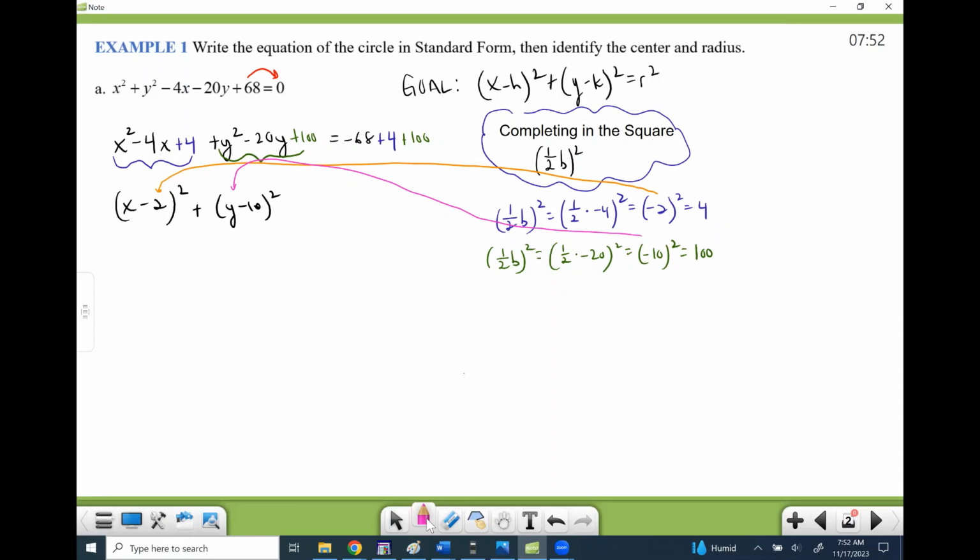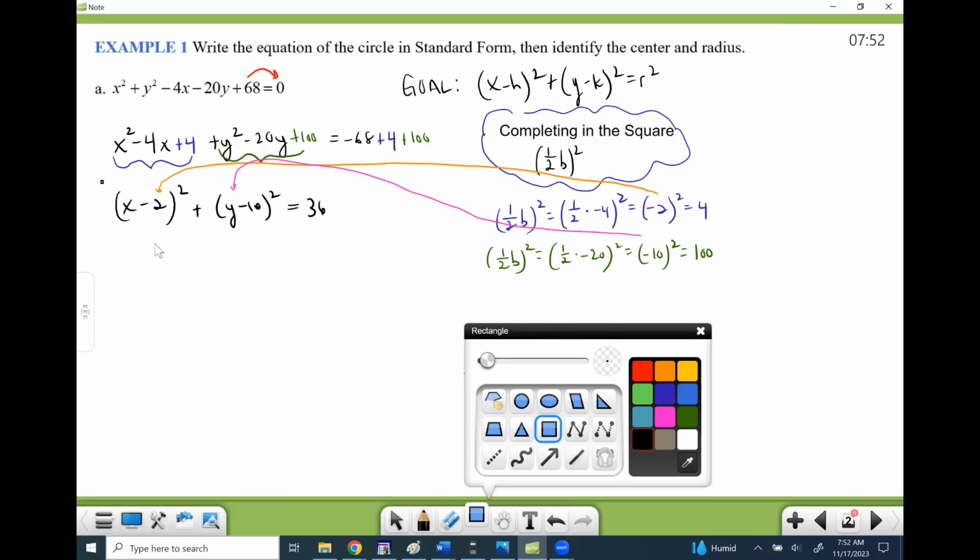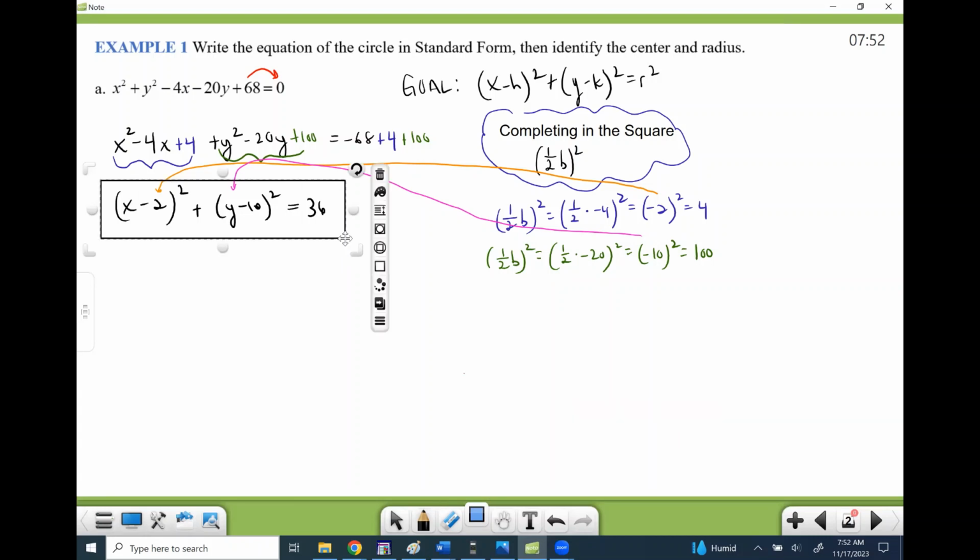Okay, so then if we add everything up on the right-hand side of the equation, those should add up to 36. So that's going to be one answer because the directions do say to write the equation of the circle in standard form. Okay. But then from that, we want to identify what's our center and what's our radius. So remember that for the center, it's super easy. You just change the signs. Pretty much anything that we're pulling out of the parentheses, we change its signs. So instead of it being a -2 for the x value, it's going to be a +2. And instead of a -10, it'll be a +10.